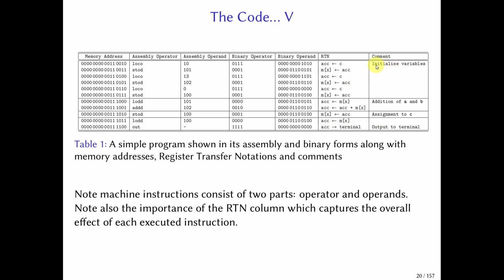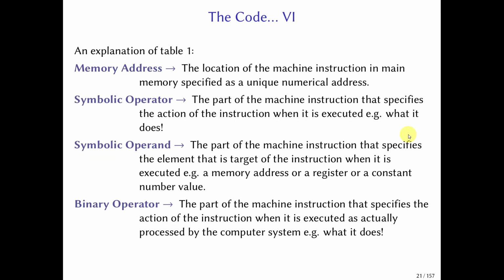Okay, and then the final column is just telling us a little bit about what each group of machine code instructions does. So I can see that the first 6 machine code instructions inside this program initialize the variables. Instructions 7 and 8 add A and B together. Instruction 9 assigns the result of the addition of A and B to the variable C, and then the last 2 instructions are responsible for taking the value of C and printing it out to the terminal. So the terminal is just a screen on which we can print data from our simple computer.